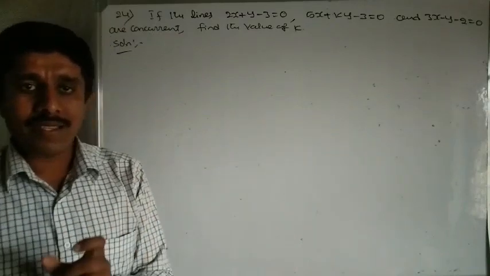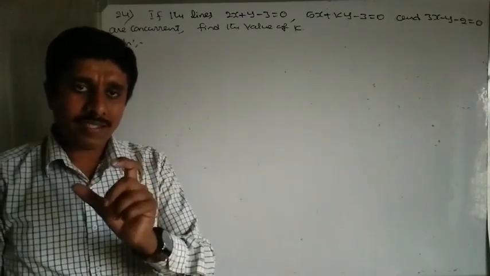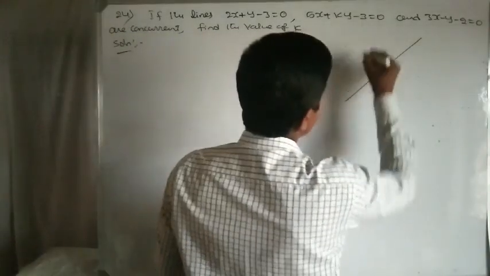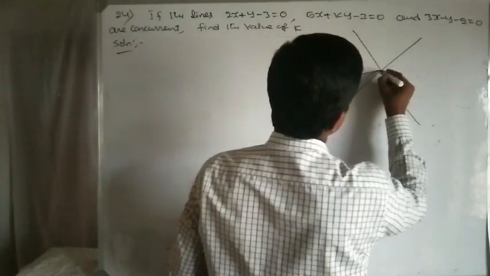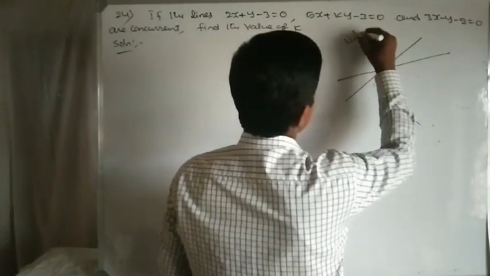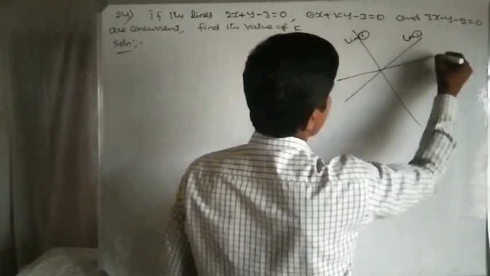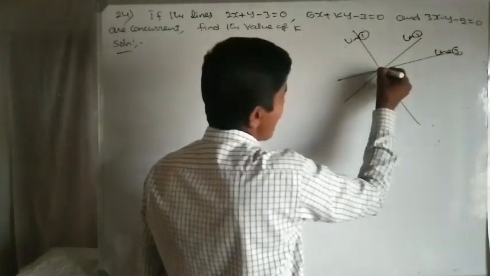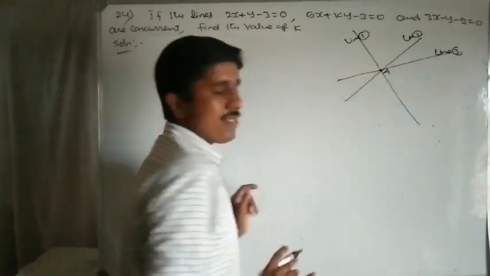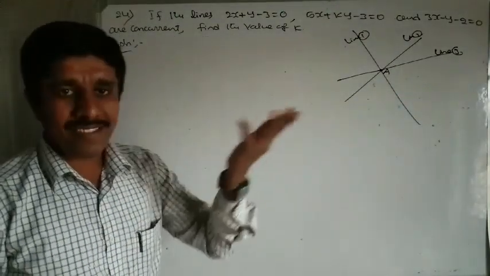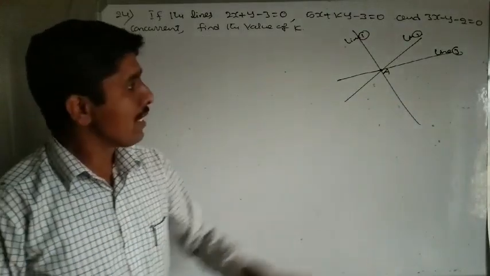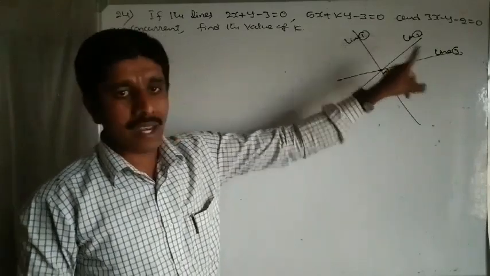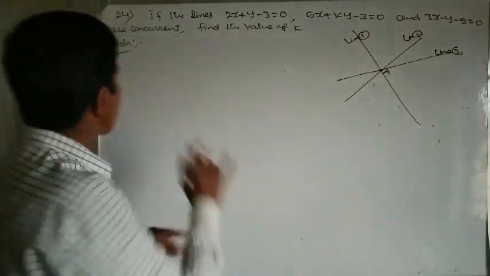When we say that three lines are concurrent, it means the three lines pass through the same point. Suppose here I am taking three lines: first line, second line, third line passing through the same point. Suppose here is a point. If three lines pass through the same point, then we say that the three lines are concurrent. Mind it here. This point A will satisfy all three lines. Got it here.